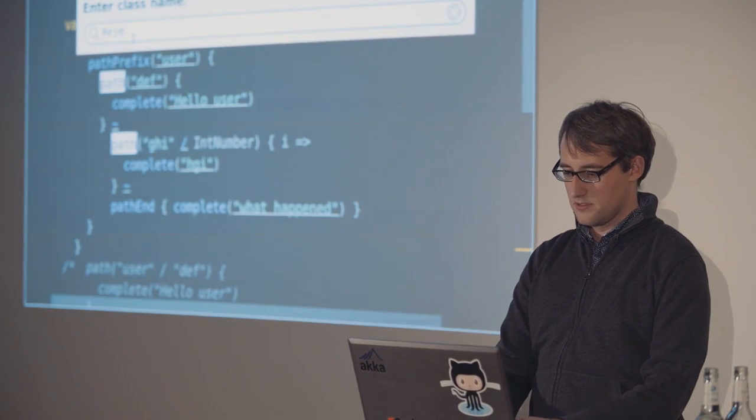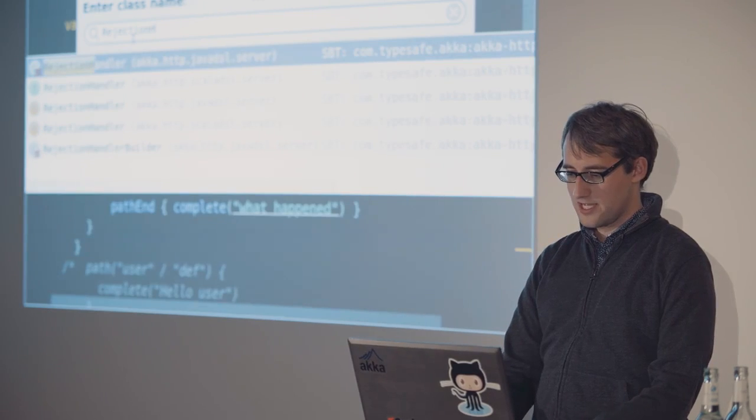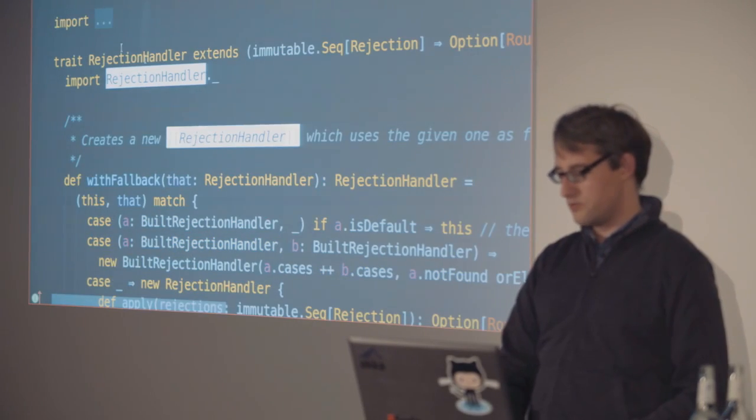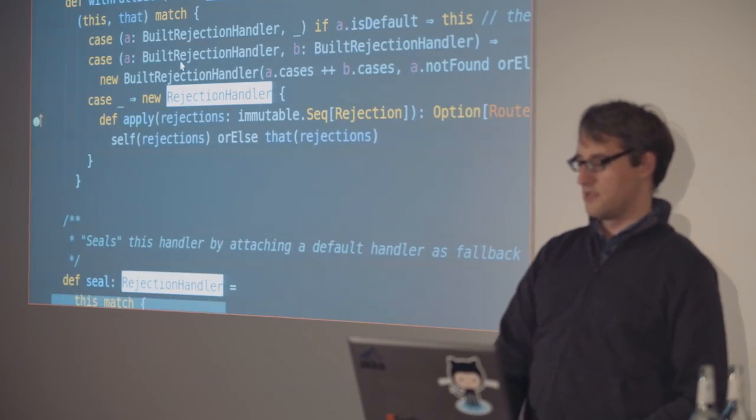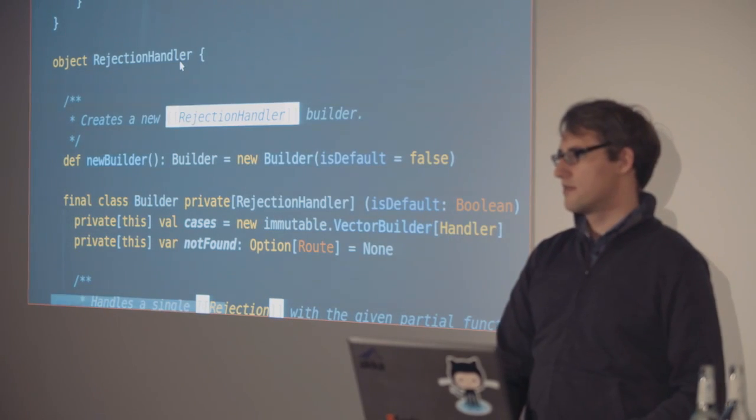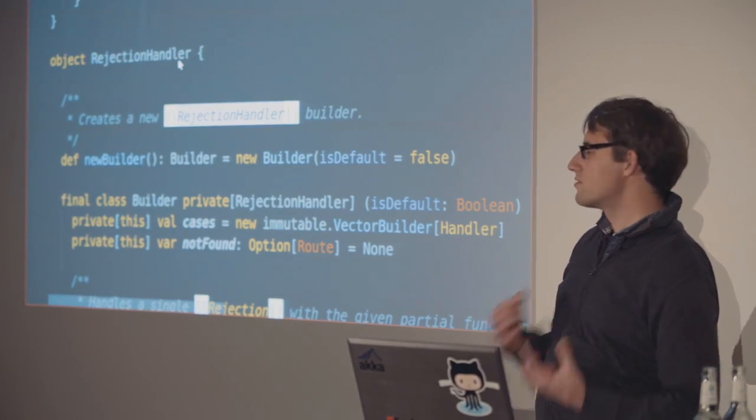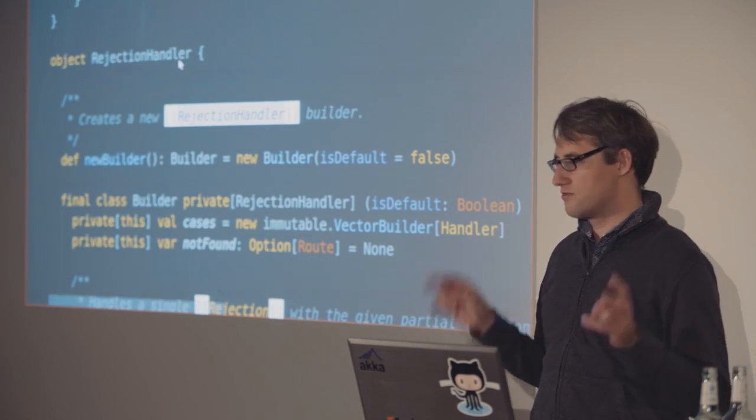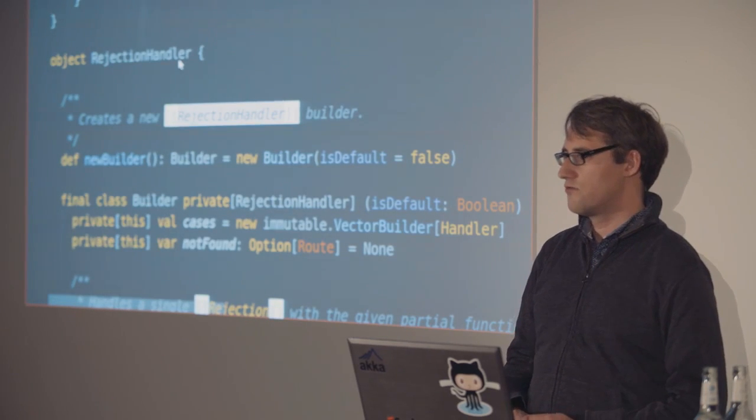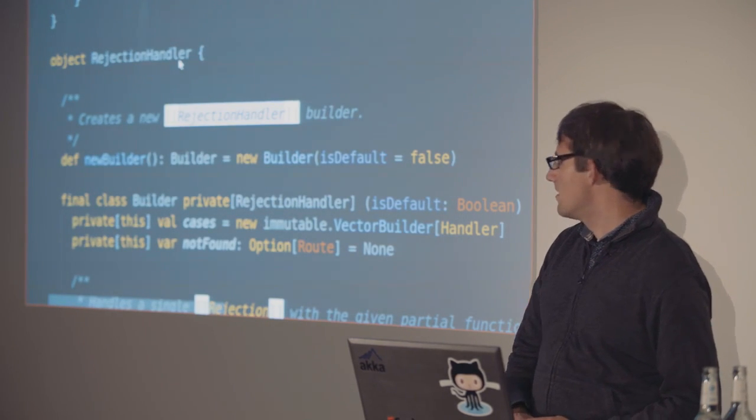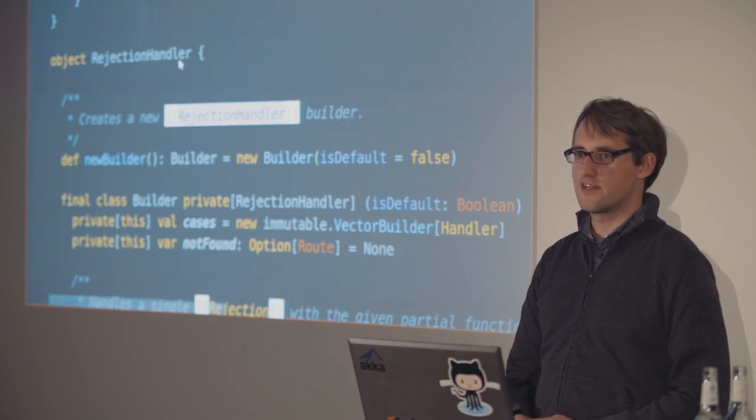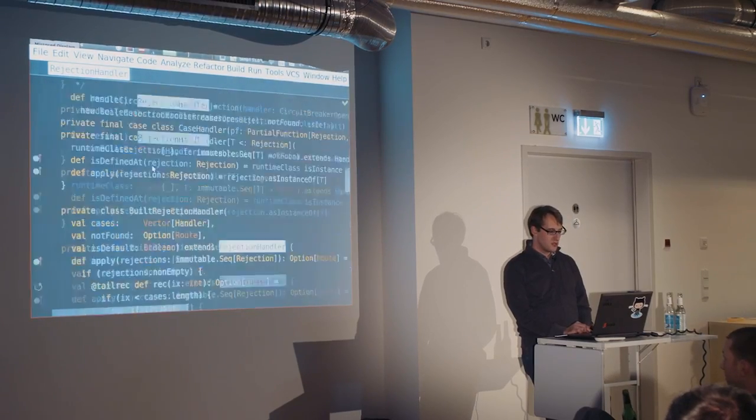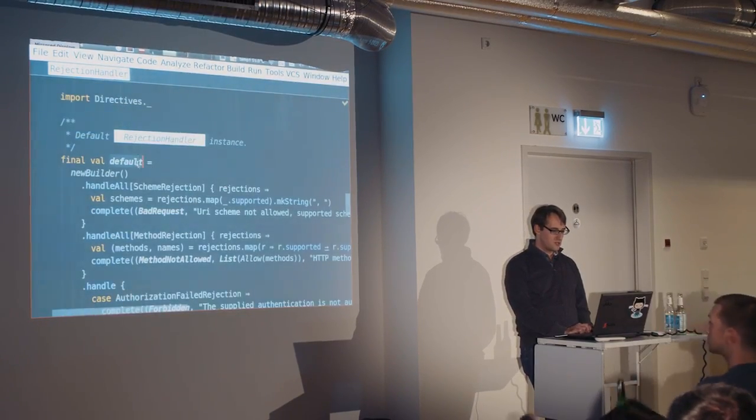So, let's look at the rejection handler. We have a little DSL again to define, if you want to define your own rejection handler, what you want to do with errors. And the good thing is, you don't have to act immediately when you have an error, but you can just return a rejection or reject the request, and then put all of the error handling at a central point where you want to do it. And if you don't specify anything, it will go to the default rejection handler which is given here.